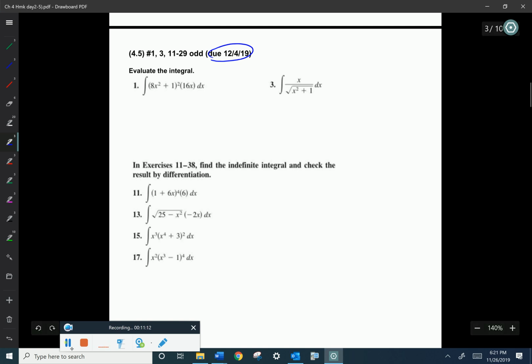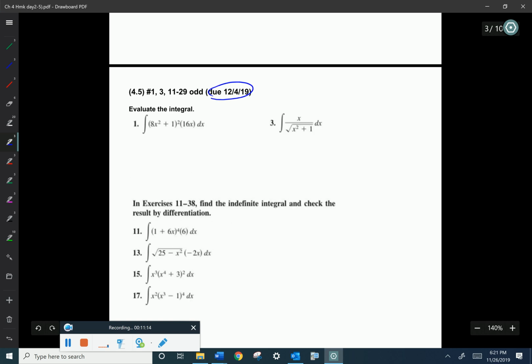And for the notes to show you how to do these types of problems for 4.5, that'll be the next short video.